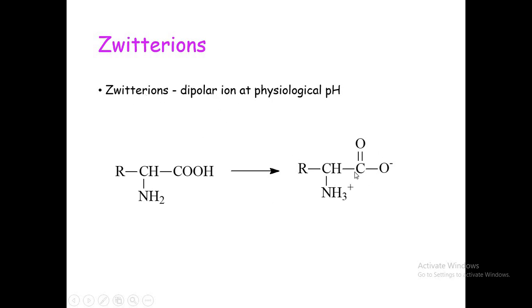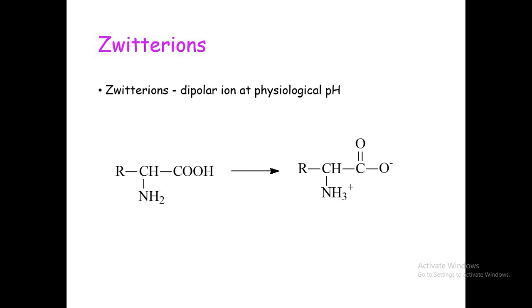How this different charge could be formed in amino acid we will be discussing in coming slides, but you can just keep in your mind that amino acid is having a phenomenon that we call a dipolar ion or zwitterion. And what is a dipolar ion? A dipolar ion is a chemical species or ion that is having both charges at physiological pH.